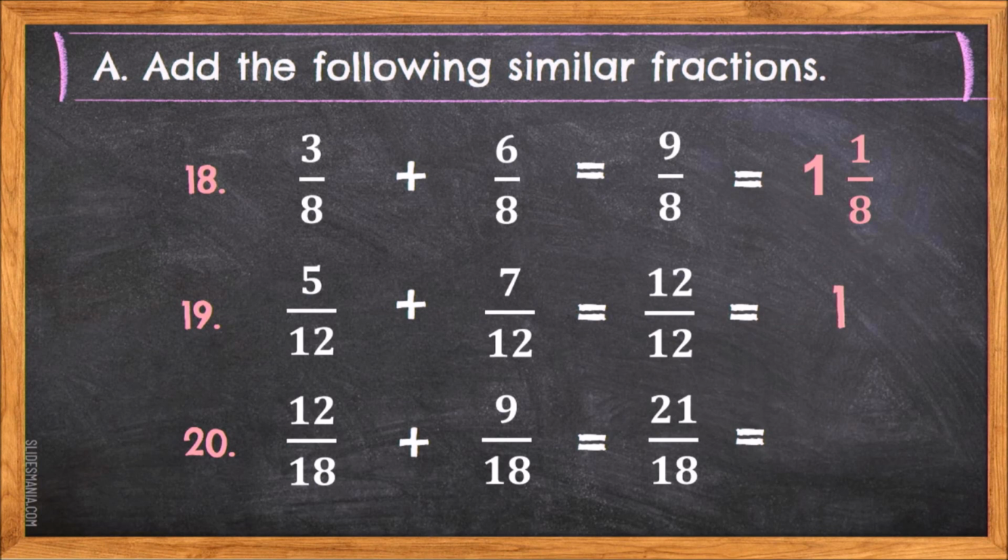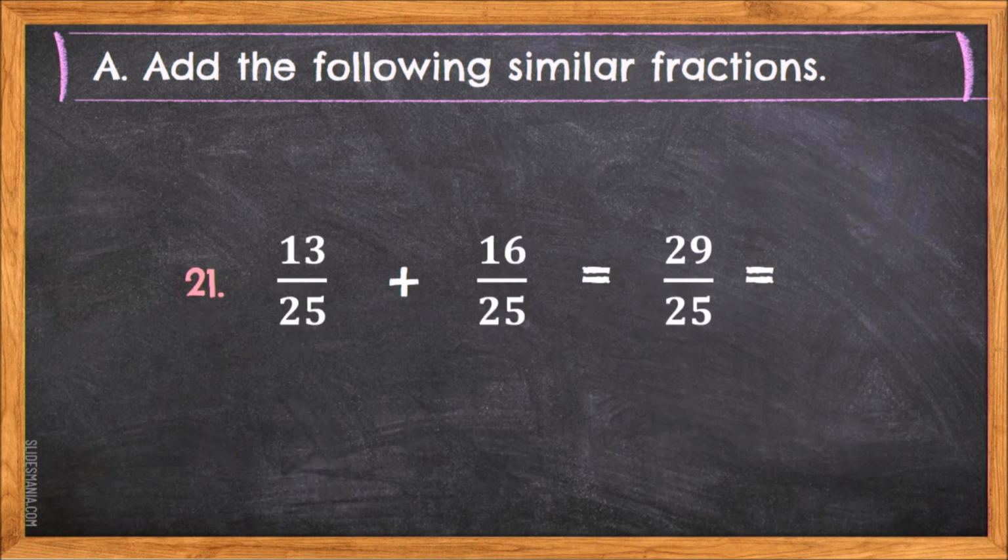Next, number 20, we have 12/18 plus 9/18 is equal to 21/18. Again, this is an improper fraction. We will make it as a mixed number. You will just divide 21 by 18. And our answer here is 1 and 3/18. Okay? 21/18 is equivalent to 1 and 3/18.